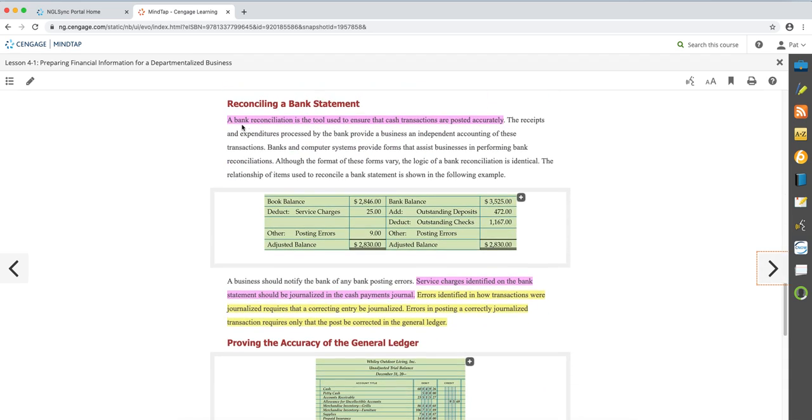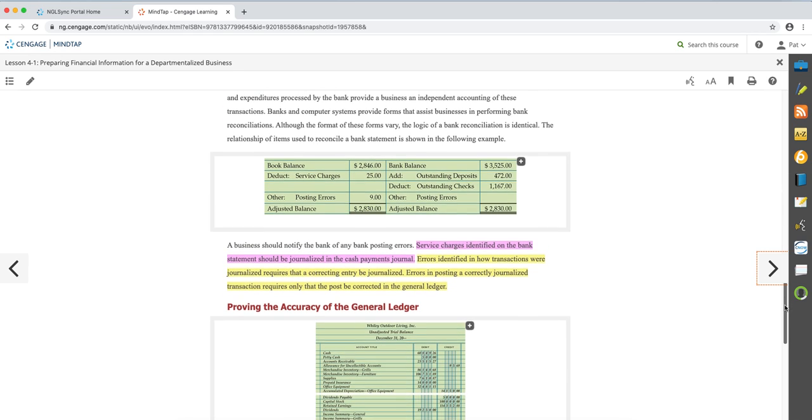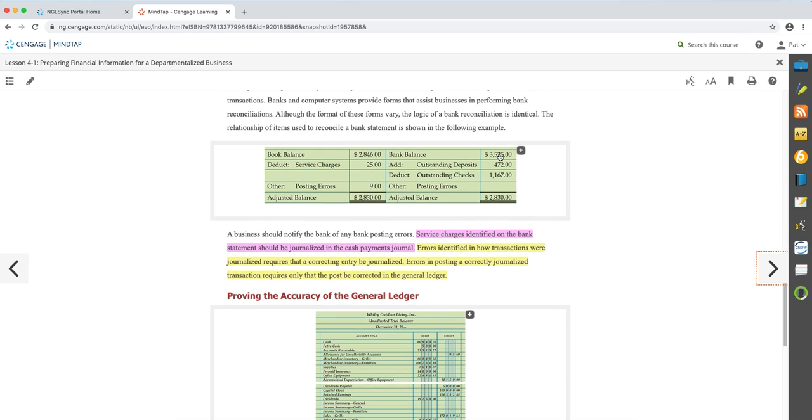Reconciling a bank statement, and we mentioned this earlier, bank reconciliation is just a way of making sure that the bank balance and what we're keeping track of in our checkbook match, that we've recorded everything correctly and the bank's recorded everything correctly. So it's just a tool to ensure all our transactions are posted accurately. So we've got a book balance and we've got the bank. The bank says we have this much, this is how much we think we have. We deduct any service charges, any posting errors, and add interest if there is something like that.